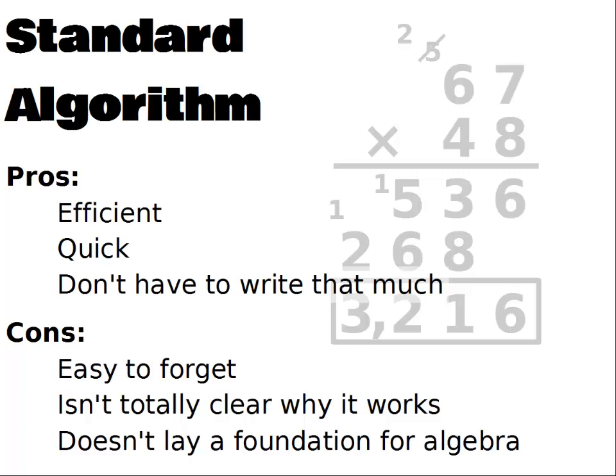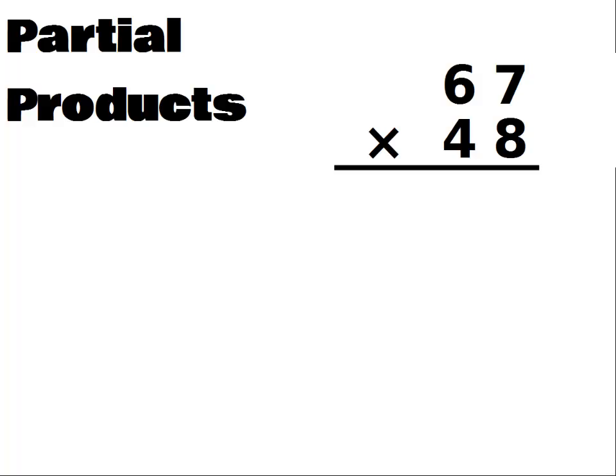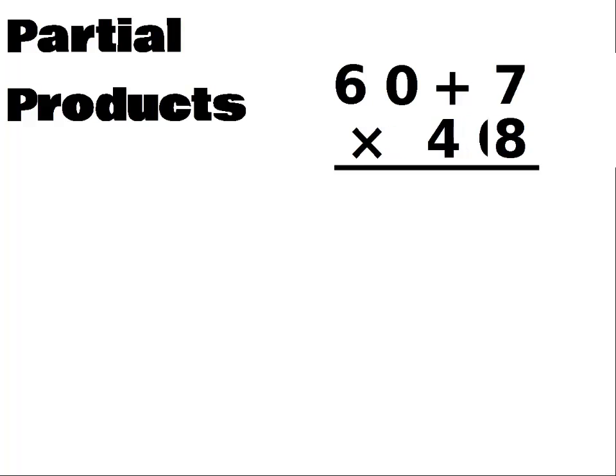Now let's take a look at a different algorithm. It's similar in some ways, but it is quite different. It's called partial products. Again, we're going to use 67 times 48 as our example problem. But instead of thinking of 67 as one number, we're going to think of it as two numbers, as 60 plus 7. And instead of thinking of 48 as one number, we will think of that as 40 plus 8.